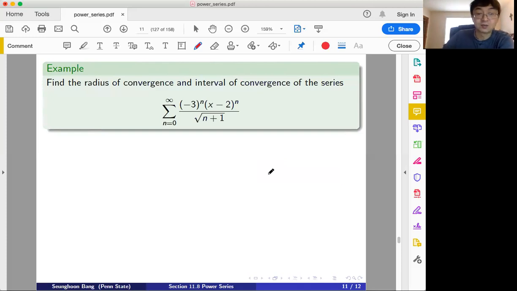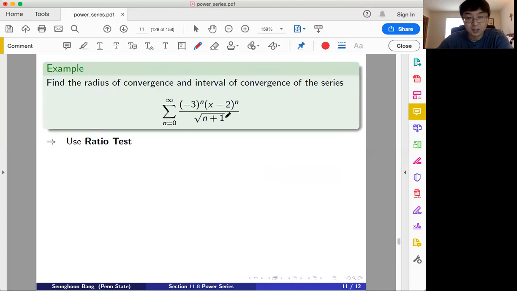So which test is possible for solving this problem? The ratio test or the root test, which one? So which one is possible? The ratio test or root test. So which test is possible for solving this problem? The ratio test. So what do you think? Is it right? Is the ratio test possible?